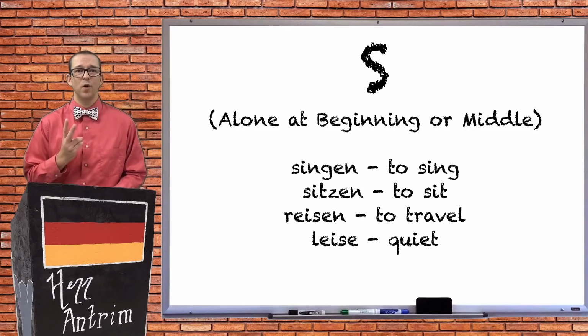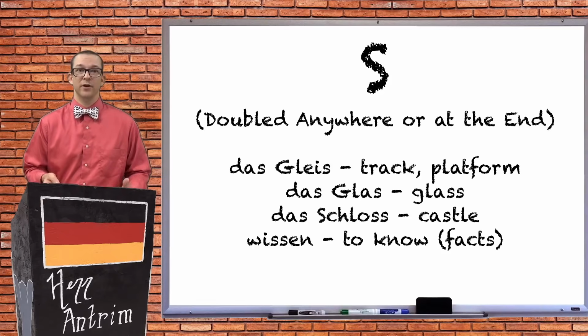The letter S has two options when it's used on its own, buzzed or unbuzzed. If it's at the beginning of a word or in the middle of a word on its own, it is pronounced as a Z in English. Singen, sitzen, reisen, leise. If you double the S anywhere in a word, or you use the S at the end of a word on its own, it is pronounced like the hissing snake sound that you're used to in English. Gleis, Glas, Schloss, Wissen.